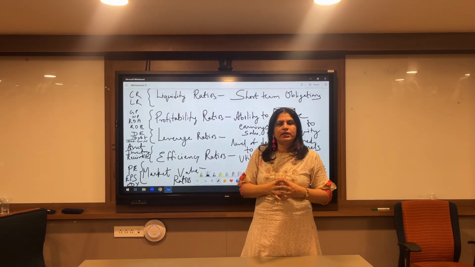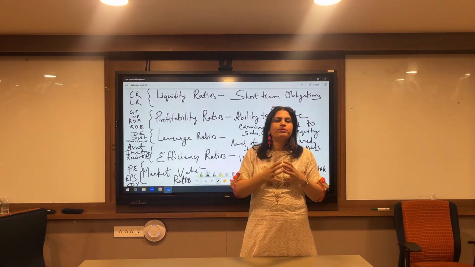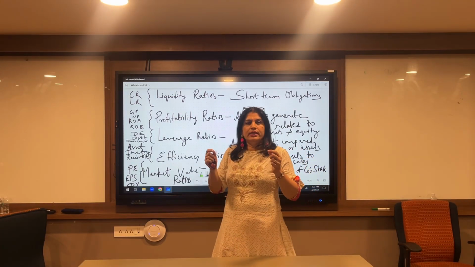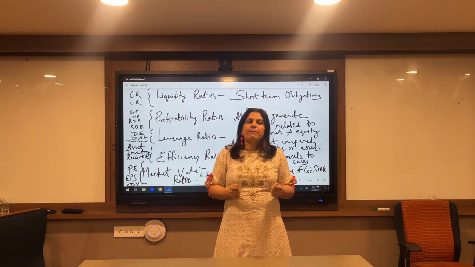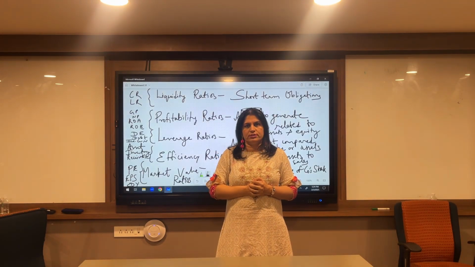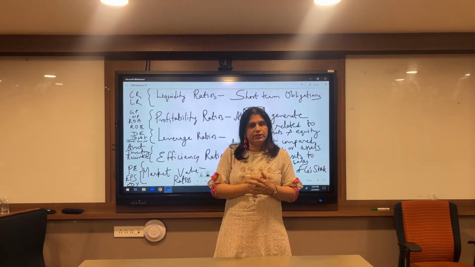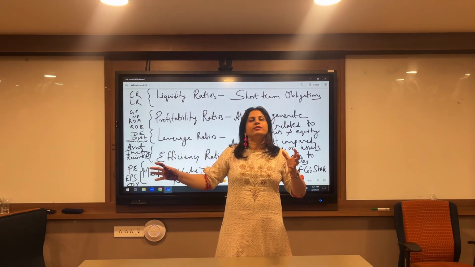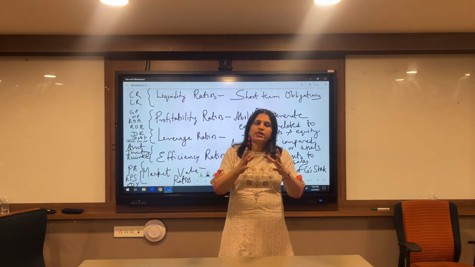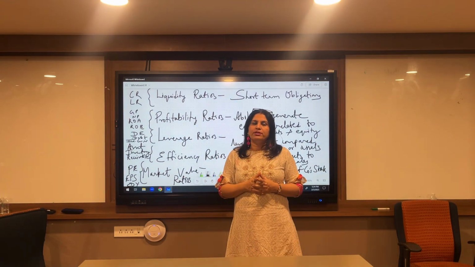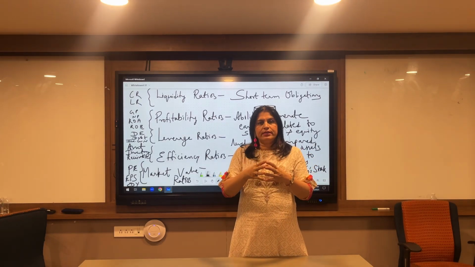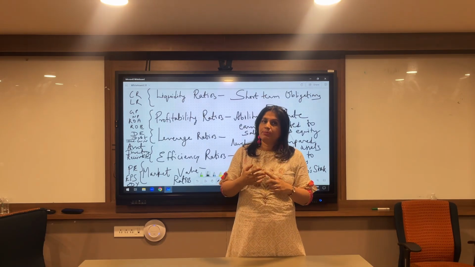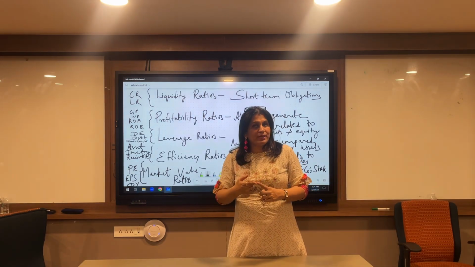What do you understand by liquidity ratios and why do we calculate liquidity ratios? It talks about the ability of the company to pay back its short-term obligations. When I say short-term obligations, I'm referring to all the current liabilities of an organization. Now, which are the current liabilities of an organization, my dear friends? All the liabilities like bank overdraft, creditors, bills payable, outstanding expenses.